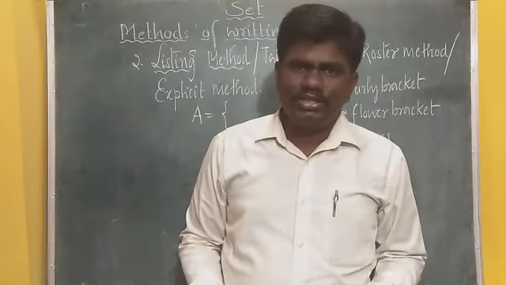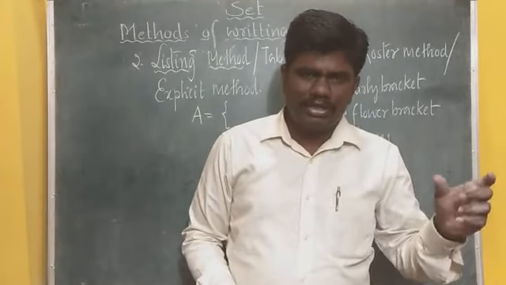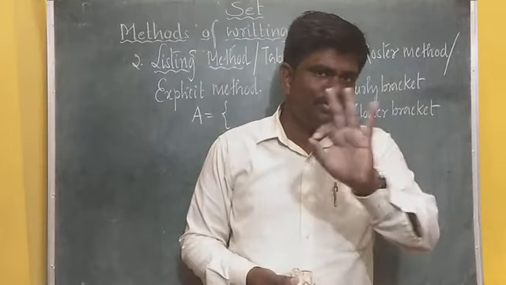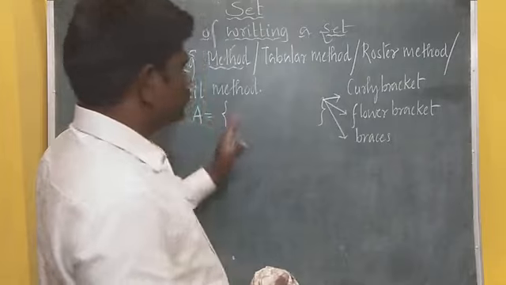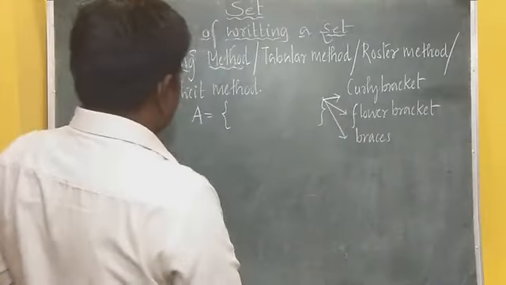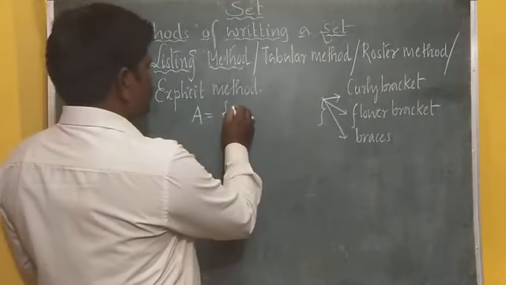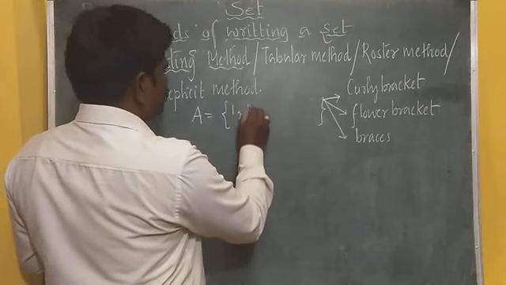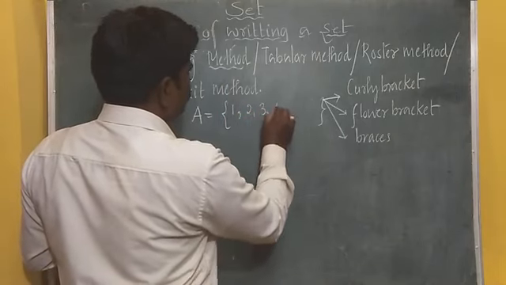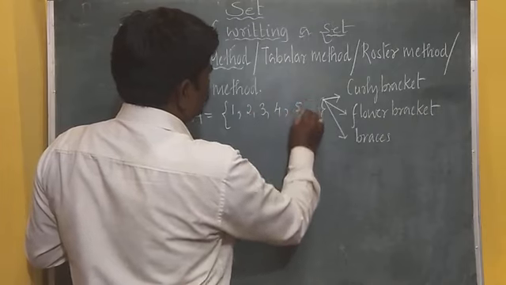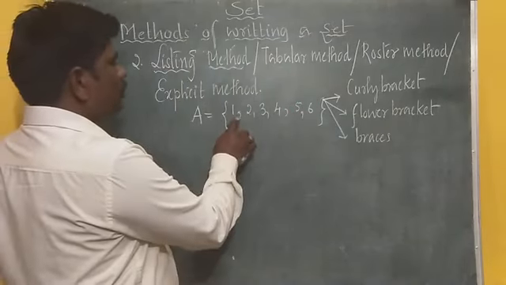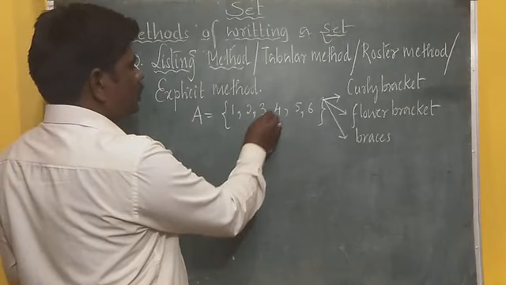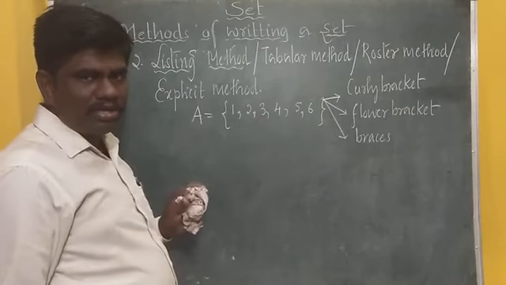If you have seen the descriptive form while I was explaining, I did not use any brackets. I just wrote the statement simply. But here brackets are compulsory. Inside the brackets you should start writing the elements 1, 2, 3, 4, 5, 6. When you write the elements, don't forget to use commas. The elements must be separated by commas.